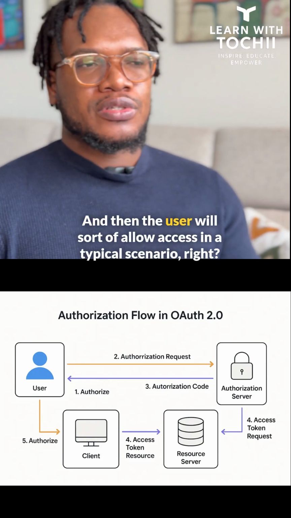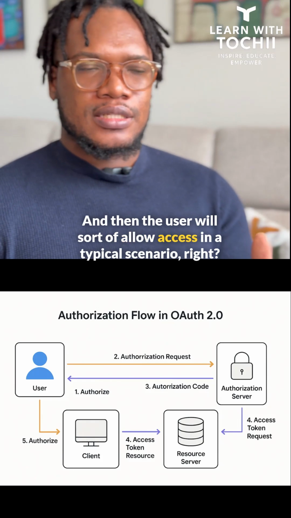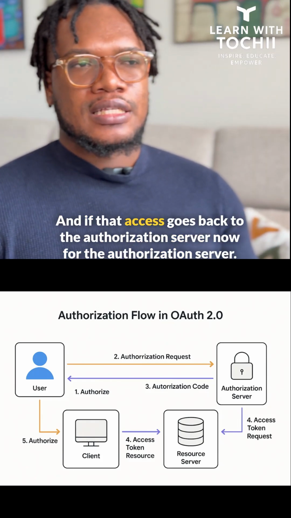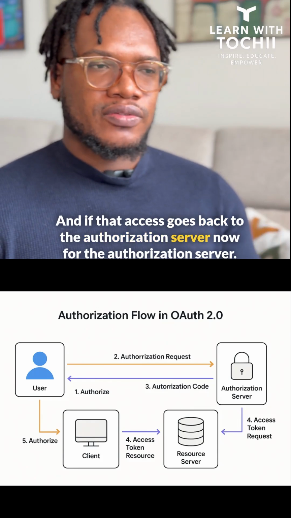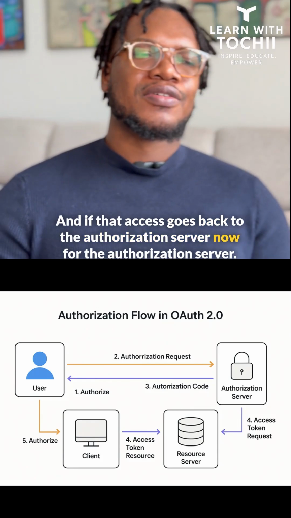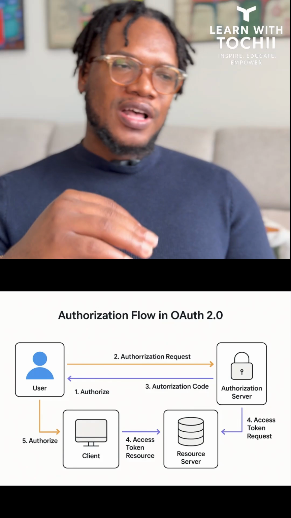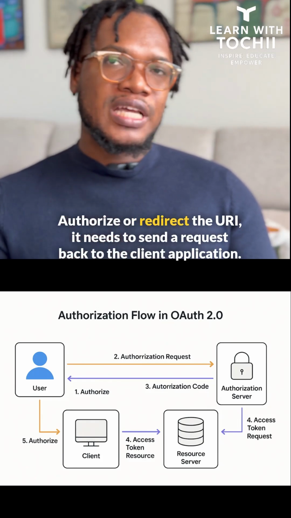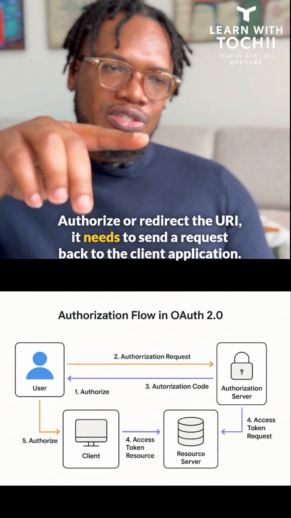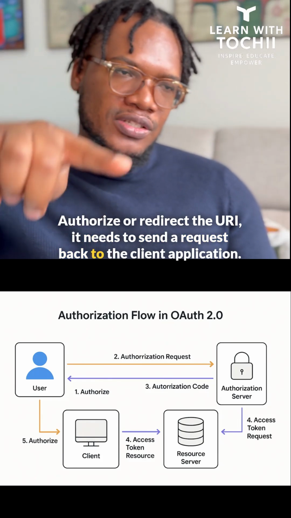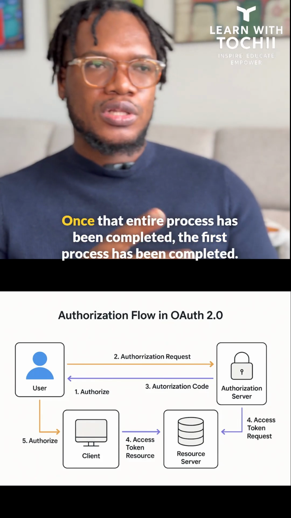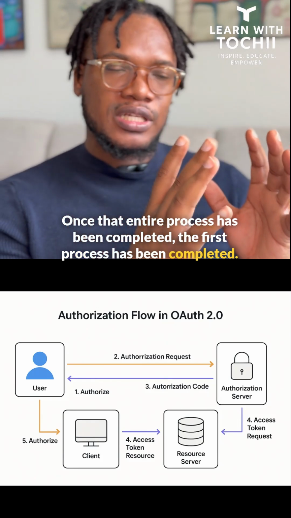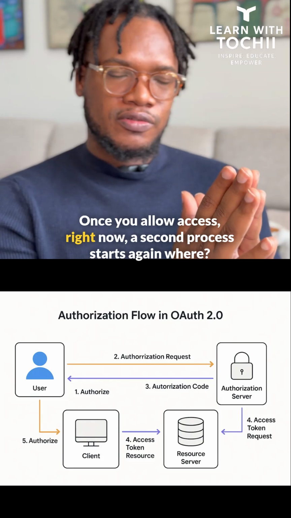And then the user will allow access in a typical scenario, right? And that access goes back to the authorization server. Now, for the authorization server to authorize or redirect the URI, it needs to send a request back to the client application once that entire process has been completed. The first process has been completed once you allow access, right?